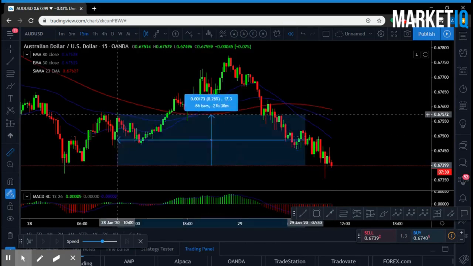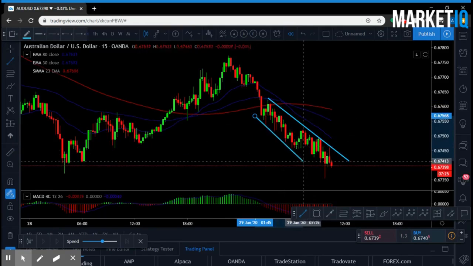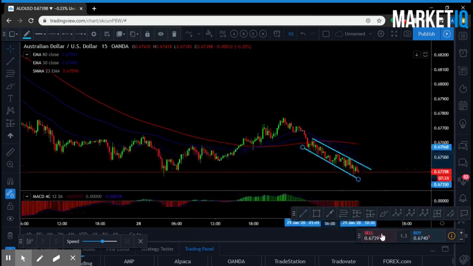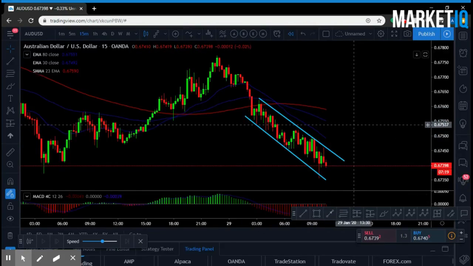So again, that just goes back down to the basis of the higher the time frame, the more reliable your data is going to be. Okay? So just a quick recap.